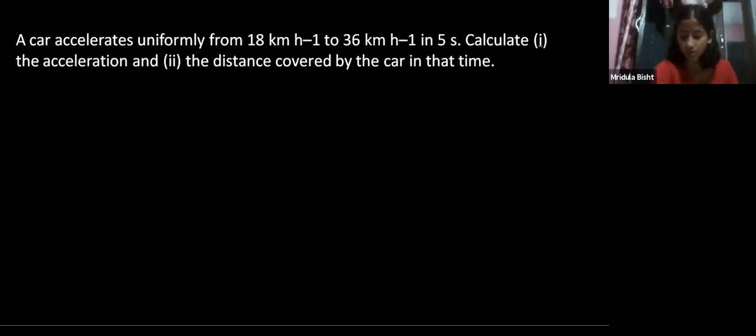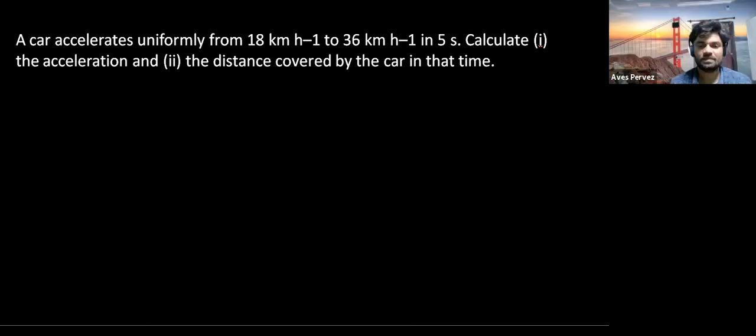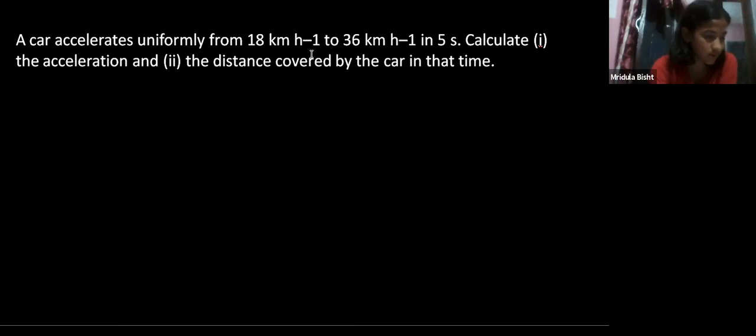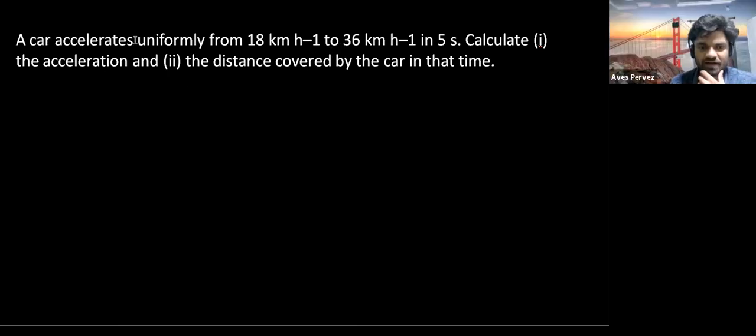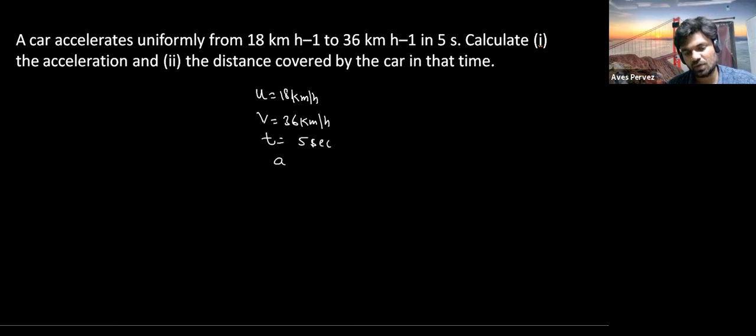So acceleration is equal to 1 meter per second square. Okay, let's check. First of all, you need to calculate the acceleration. A car accelerates uniformly. Initial and final velocity are given to you. U is equal to 18 kilometer per hour, and final velocity is 36 kilometer per hour. Time is given, that is 5 seconds. And A you need to calculate.